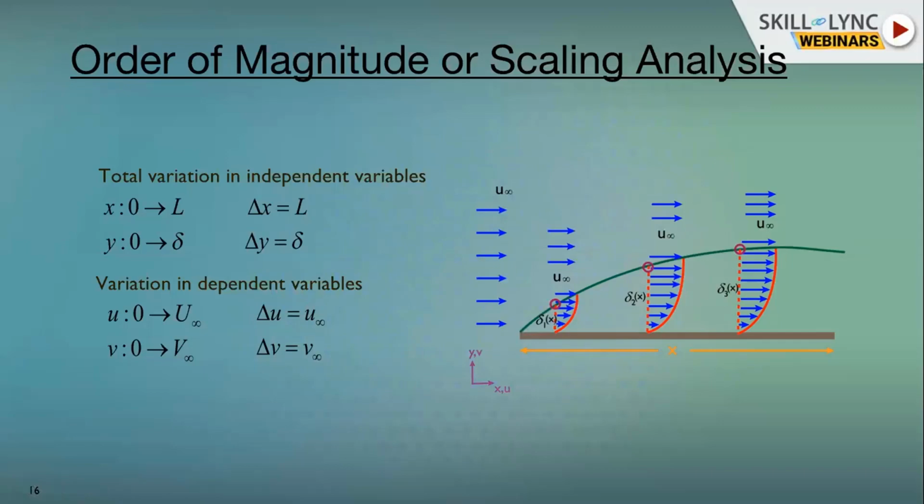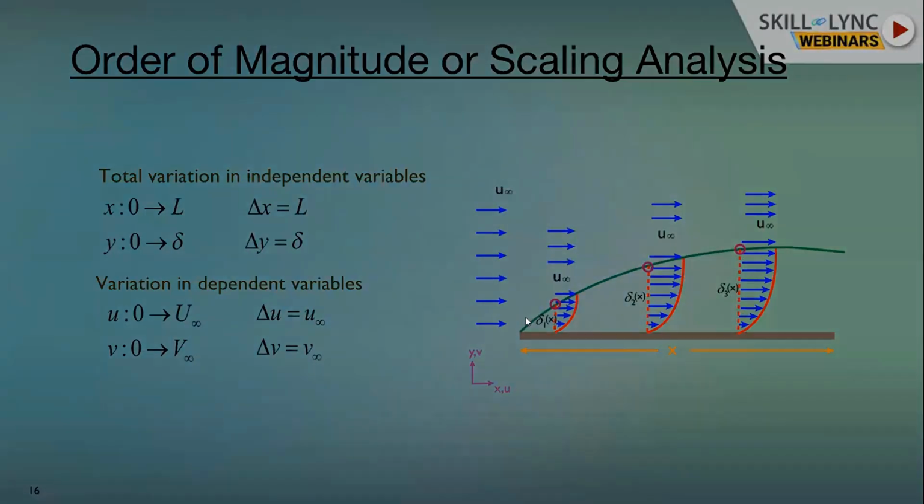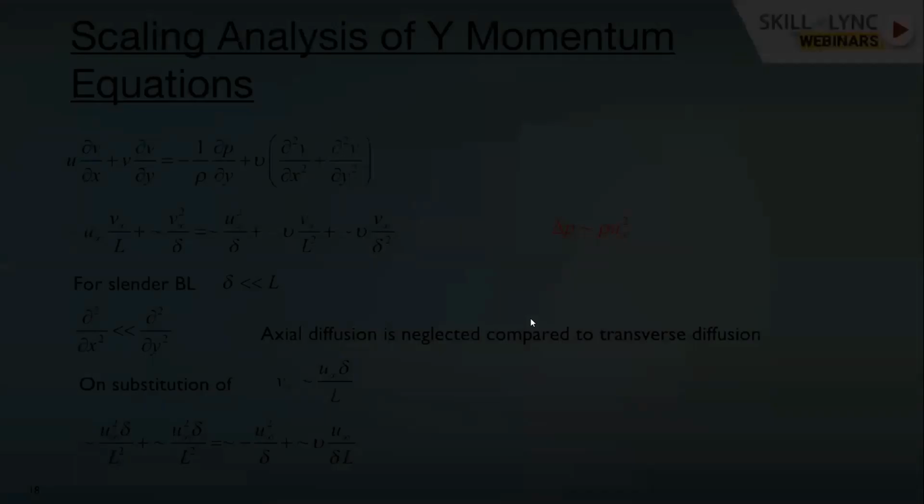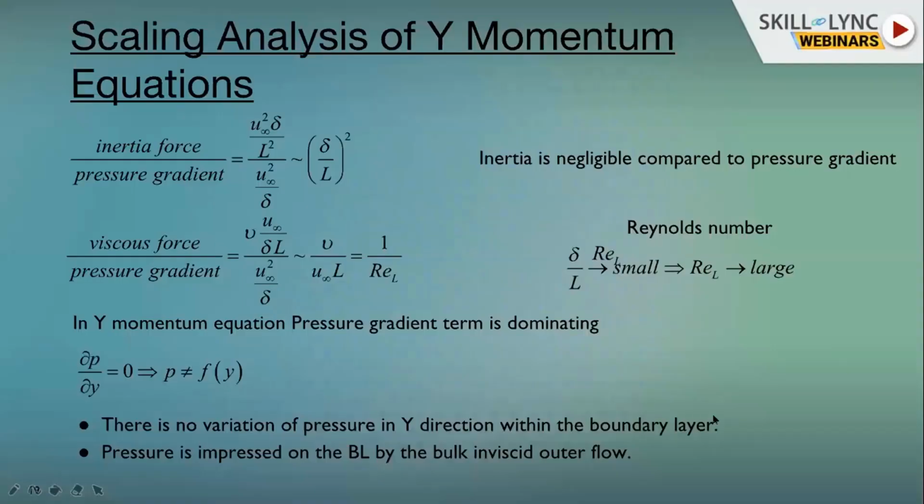Pressure is not 0. The pressure gradient is 0. It means from here to here the pressure remains the same, right? And that pressure is provided by the free stream or the bulk fluid over here. The free stream fluid provides the bulk pressure on the boundary layer. Inside the boundary layer, the pressure gradient in the Y direction is 0. This is my Y momentum equation. So there is no pressure variation in the Y direction of the boundary layer. Pressure is impressed on the boundary layer by the outer flow of the bulk fluid.